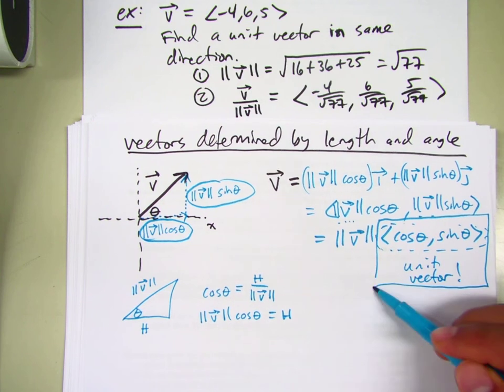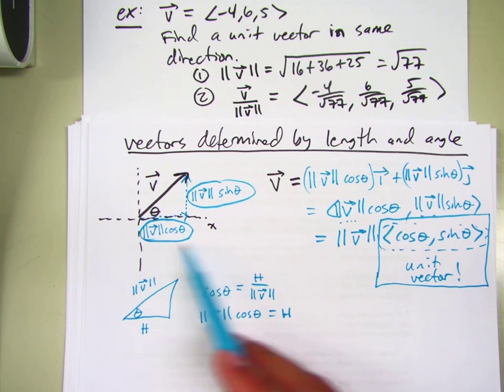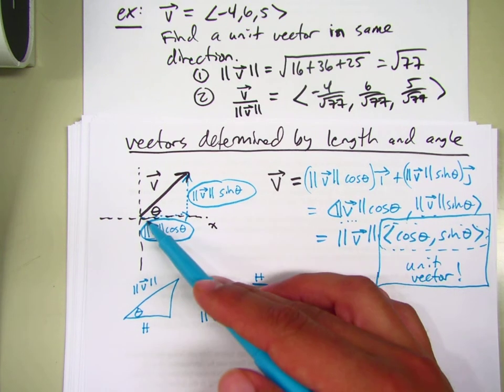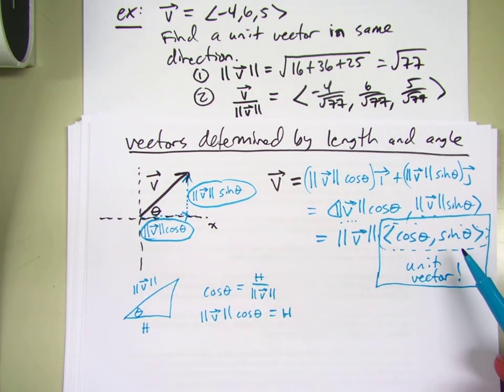So anytime you're asked to find a unit vector in a given direction, if you know the angle, it doesn't matter how long the vector is. If you know the angle with respect to the x-axis, it's simply the cosine and the sine of that angle for the unit vector, which is kind of a nice thing to remember. Okay. All right.